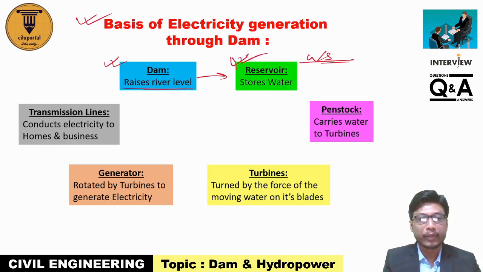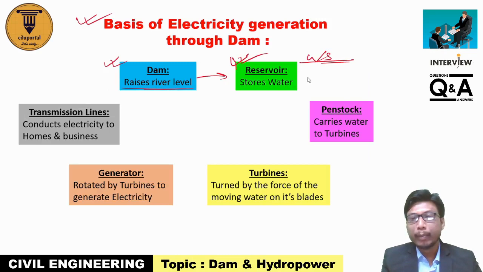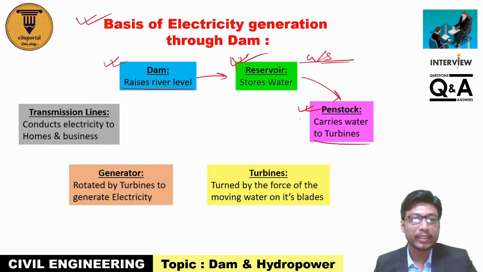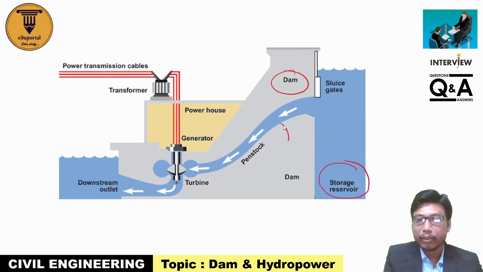Okay, so see here, the reservoir is a storage reservoir. It is storing the water. Then the penstock. Okay, so what is a penstock? It's a large tube and it carries water to turbines. So see here, this is the penstock.